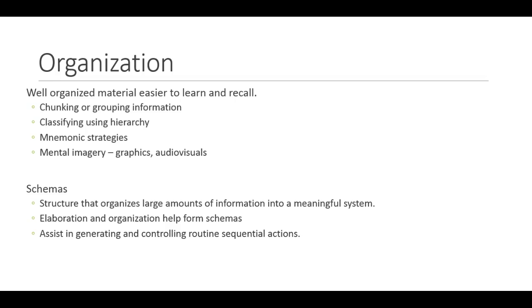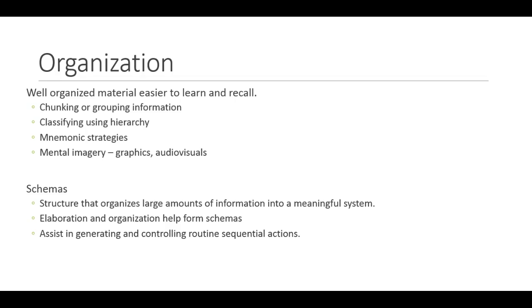Organization is the second way that memory can be processed between working memory and long-term memory. Well-organized material is easier to learn and to retrieve or recall from long-term memory. So we organize memory by chunking, or grouping pieces of information into a whole. Remember Gestalt, we tend to do that anyway. We also organize by classifying information using a hierarchy. Our book gives us an example of learning the animal kingdom by learning the hierarchy of mammals, amphibians, reptiles, etc. Another way to organize is with mnemonic strategies, which I just gave you an example of, and also with mental imagery, so the use of graphics and audiovisuals.